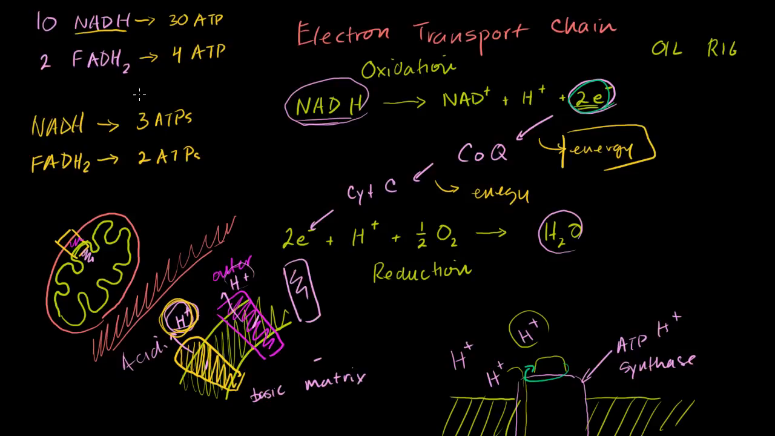And then if you remember, from glycolysis, we had 2 net ATPs directly produced. And from the Krebs cycle, we had 2 ATPs directly produced. So then you have 4 from glycolysis and Krebs. And that gets us once again to our magic 38 ATP from one molecule of glucose. And now I think you have a pretty good grasp of cellular respiration.